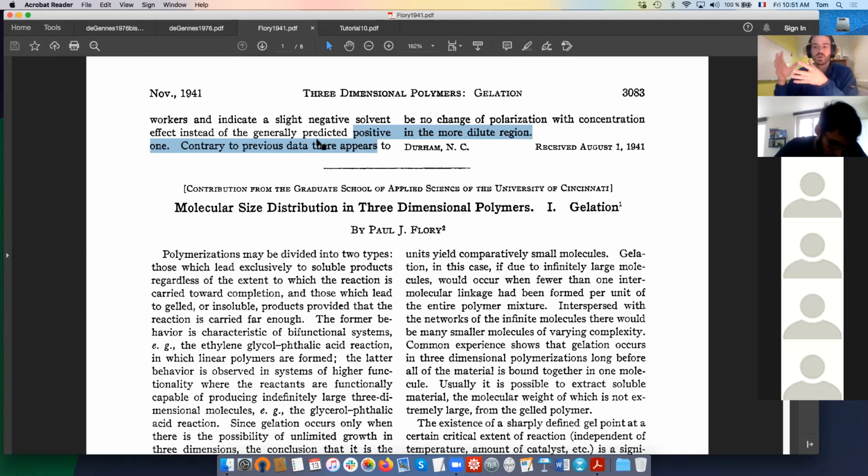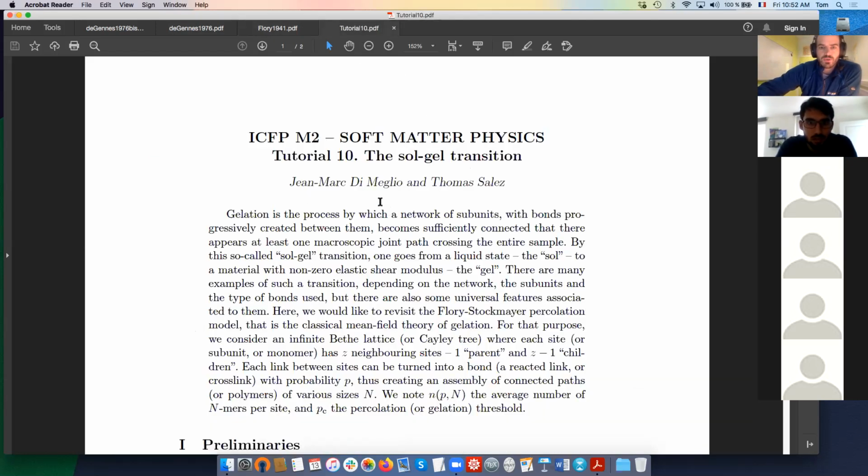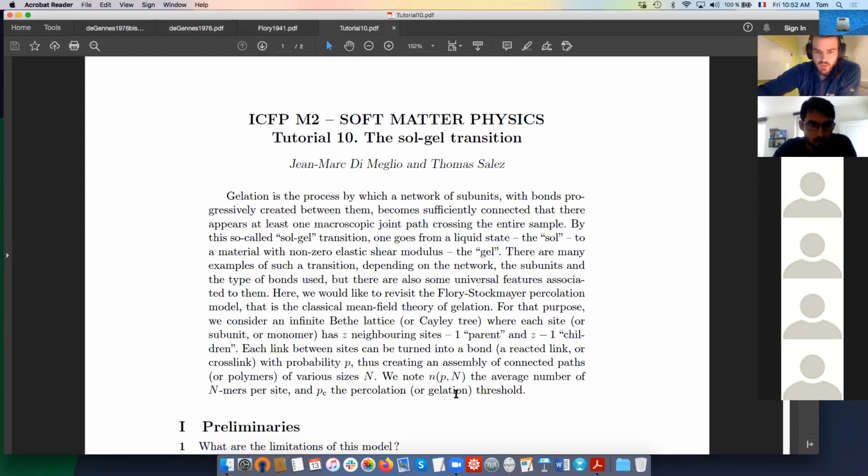And the result we will obtain, like for the Ising model in critical phenomena, will have the good qualitative features, and only slight modifications of the exponents and the functional forms might occur in realistic systems, but you still get the feeling of what the percolation transition is. So please take tutorial number 10 with you. That is called the sol-gel transition. It's in the Dropbox. And let me share the screen.